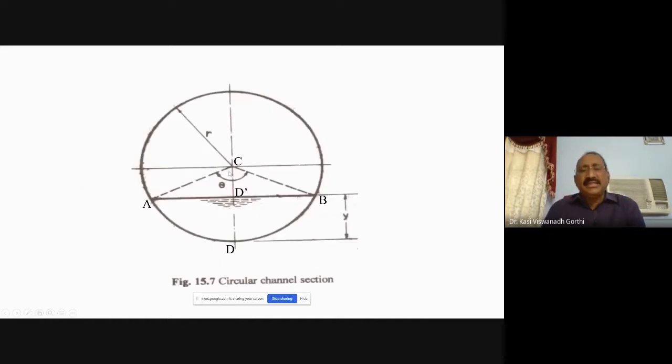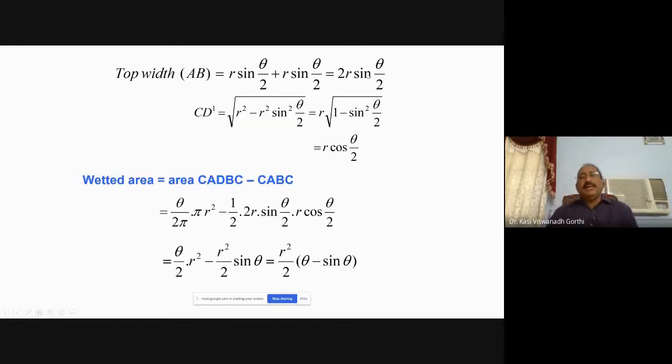And CD dash, this portion, CD dash would be R cos theta by 2, quite obviously. So you have 2R sin theta by 2, the top width, and R cos theta by 2 is CD dash. Why is this CD dash required? Because you need to compute the area of the triangle CAB, which is required to be deducted from the area of the arc. So we need CD dash. It is R cos theta by 2. And the top width is AB, which is equal to 2R sin theta by 2.